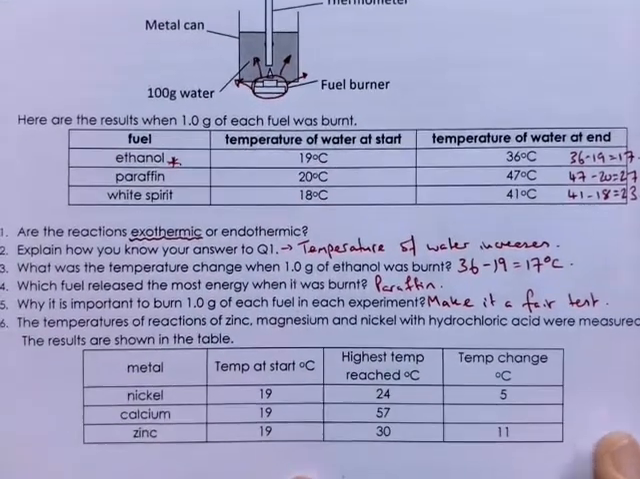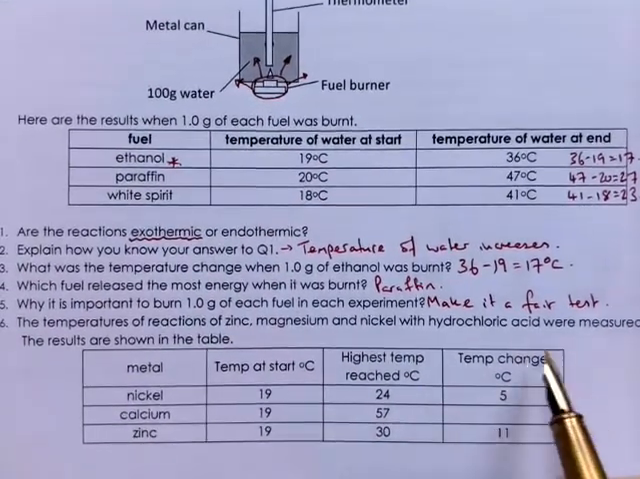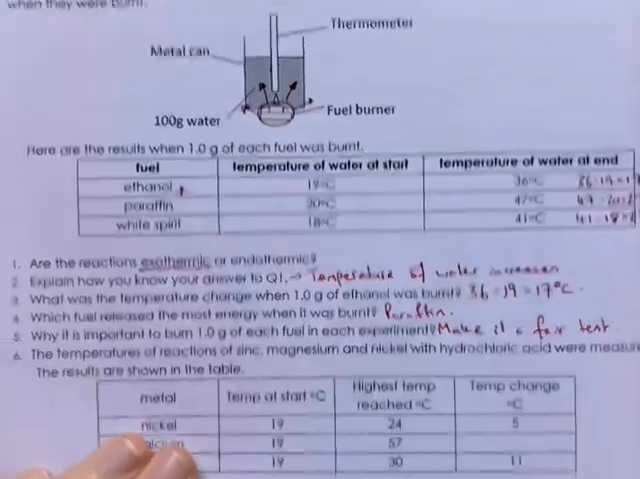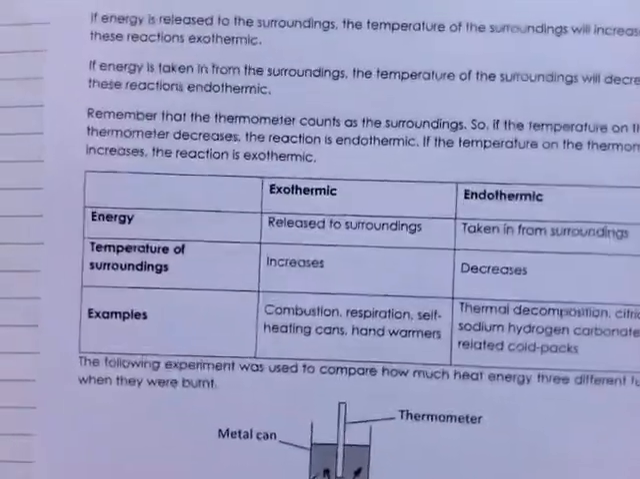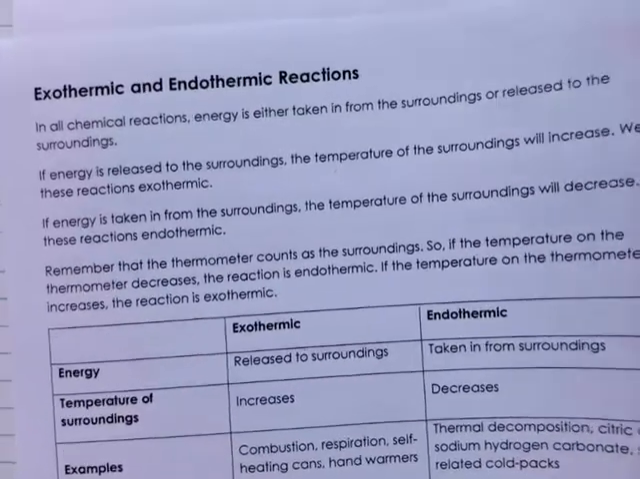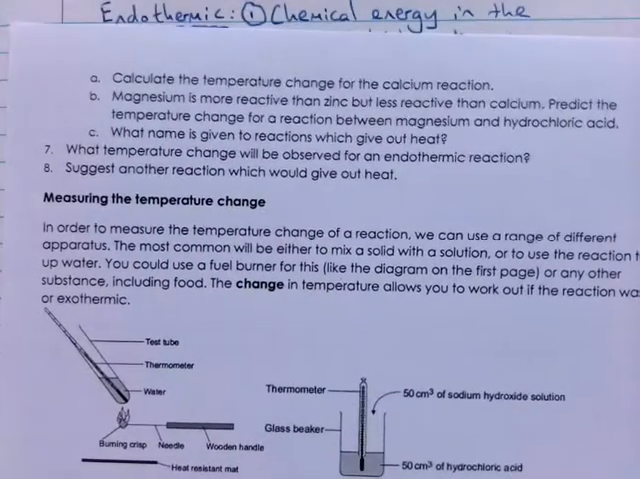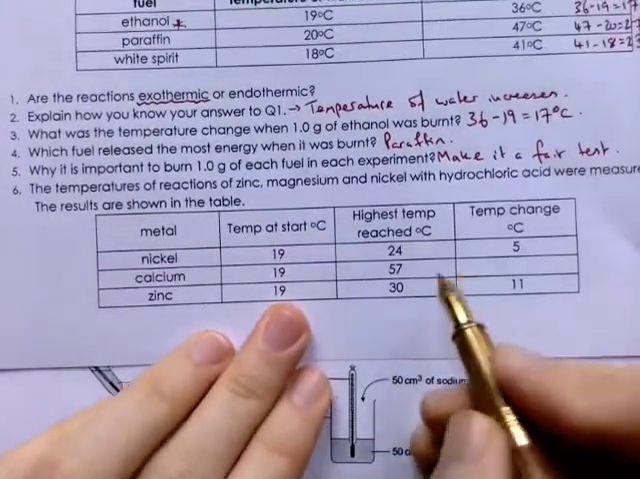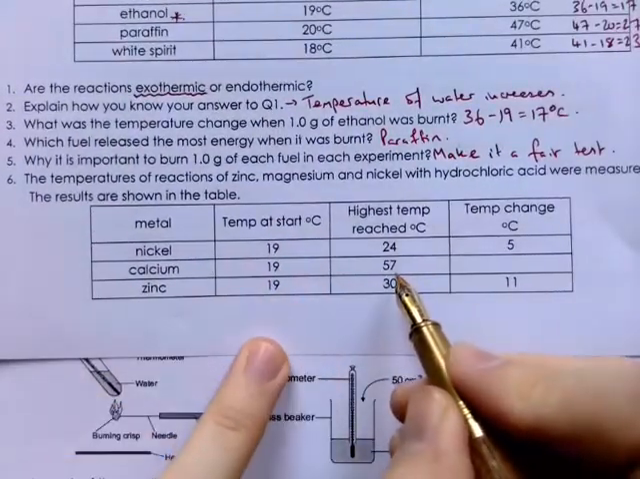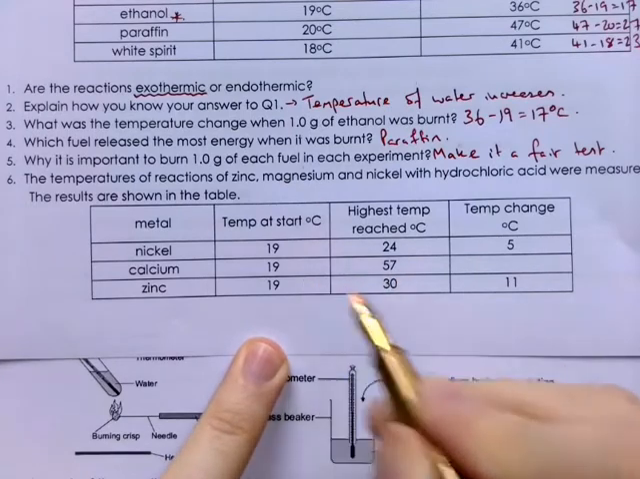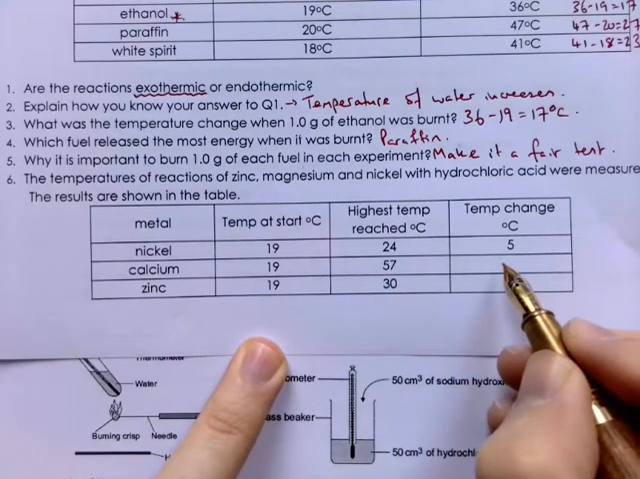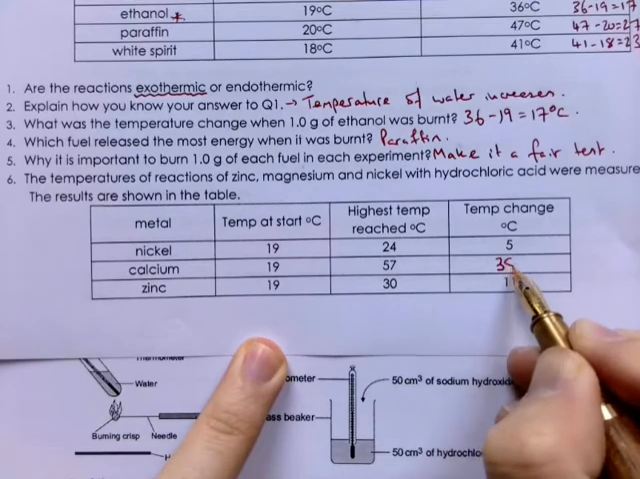The temperatures of reactions of zinc, magnesium, and nickel with hydrochloric acid were measured. The results are shown in the table. Calculate the temperature change for the calcium reaction. So the temperature change here is 57 minus 19, which is 38.